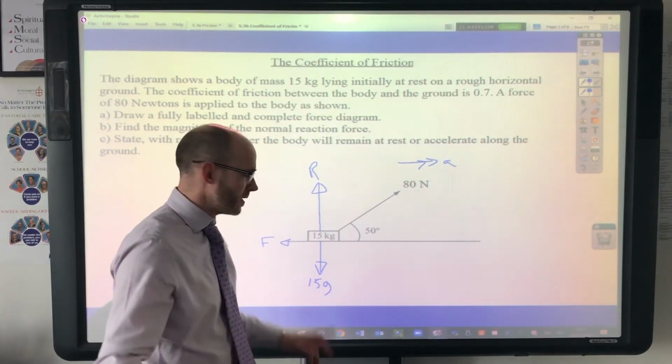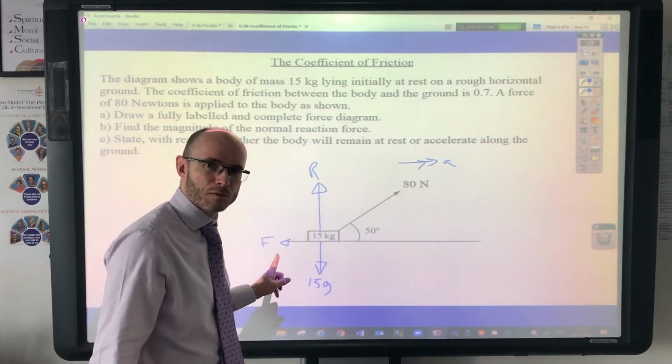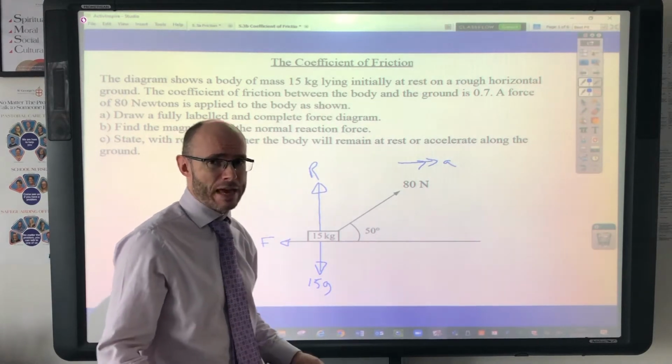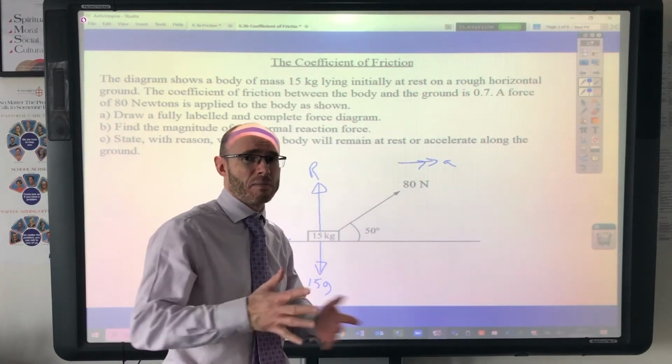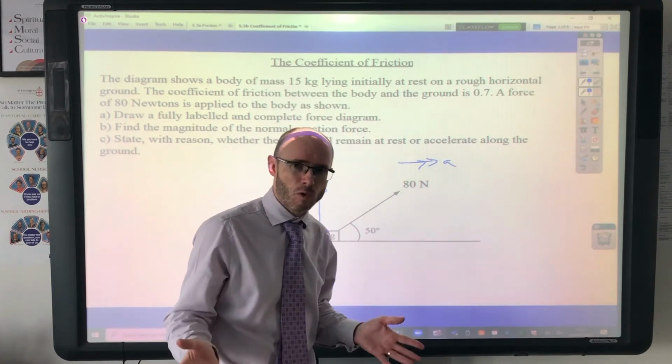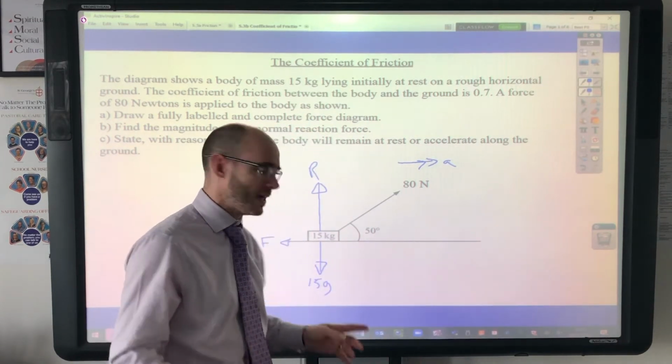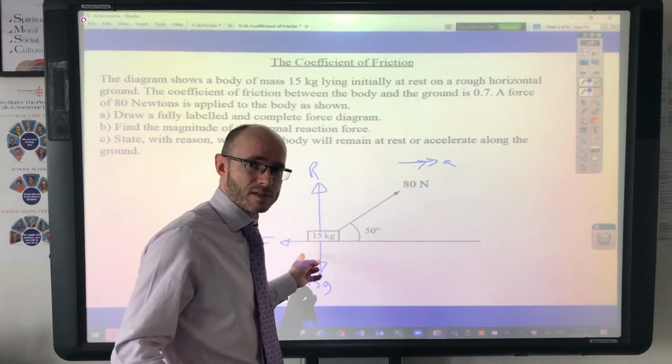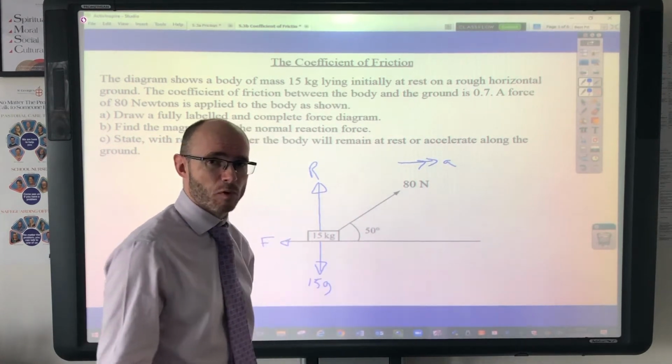Be careful, we often use F for friction, just as we use F in F equals ma. They mean slightly different things. F in F equals ma is the total resolved force in a particular direction. F here is the frictional force itself. All right? That's a fully labelled force diagram.